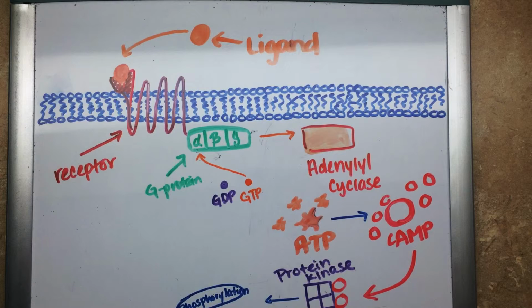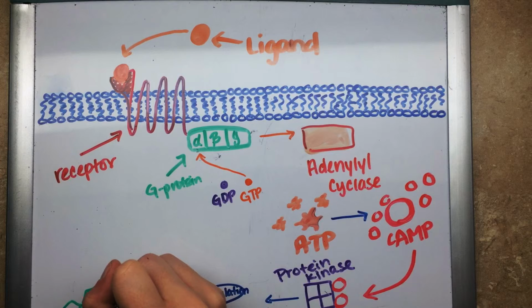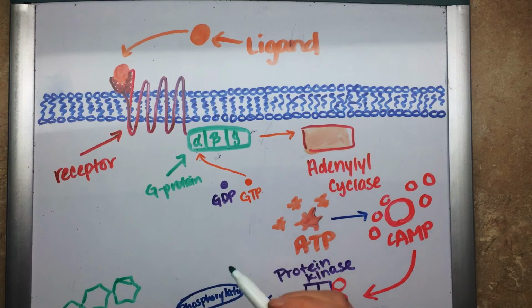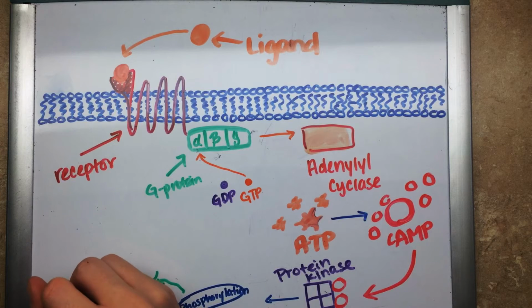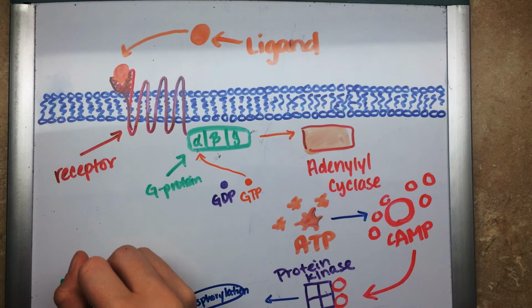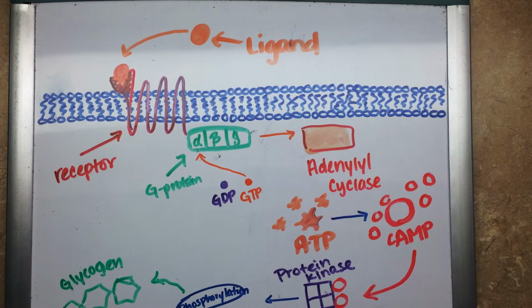So we have phosphorylation. Woohoo! What phosphorylation does is it helps transfer a phosphate group until an action is produced. Specifically, I'm going to talk about glycogen. This is assuming that this is a process going on in the liver.